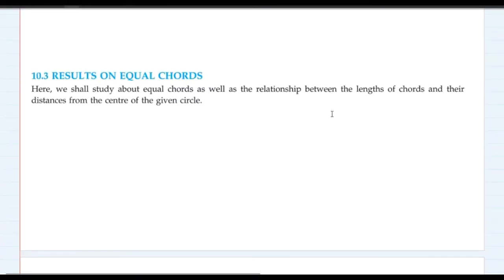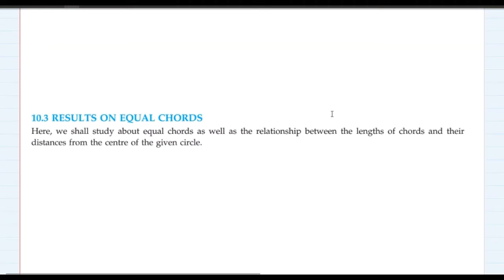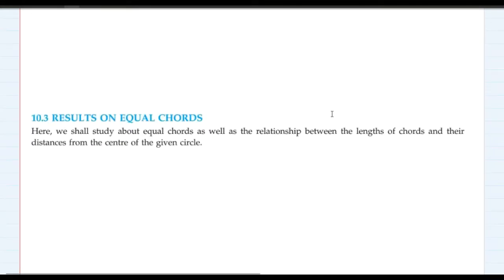Welcome to the second part of maths chapter circles. In this part we are going to study the results on equal chords, the relationship between the length of chords and their distances from the center of the circle.